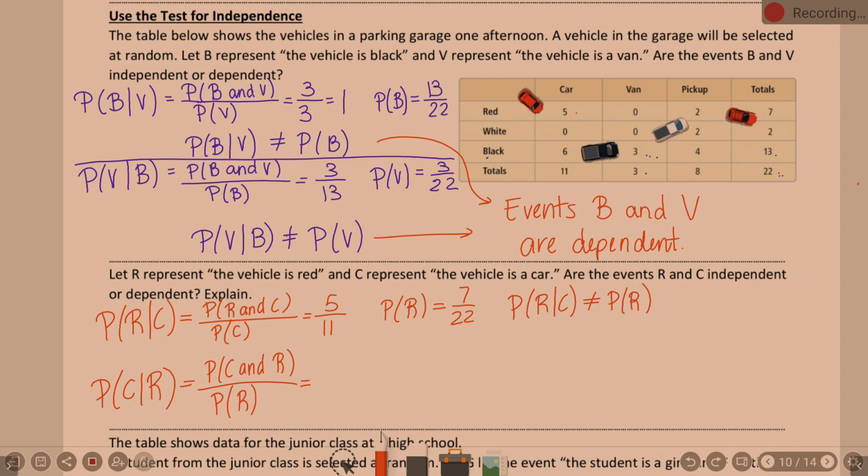Okay. Probability that it's a car and red. And that again is 5 red cars, divided by probability it is a red vehicle. How many red vehicles do we have? 7.